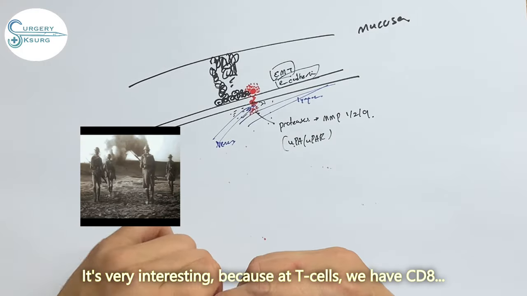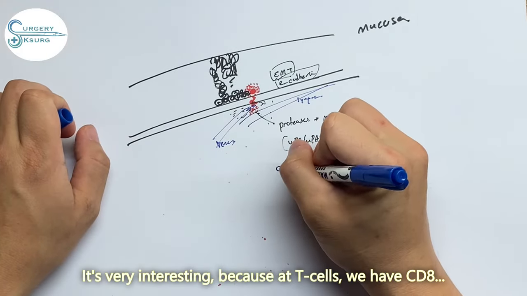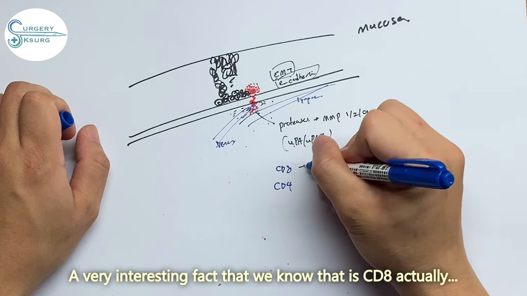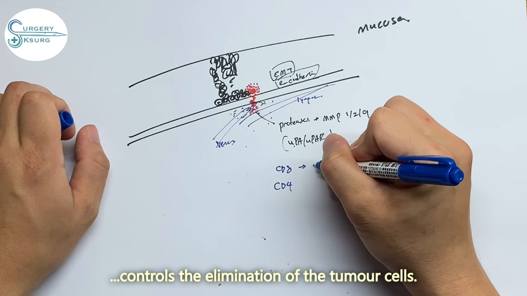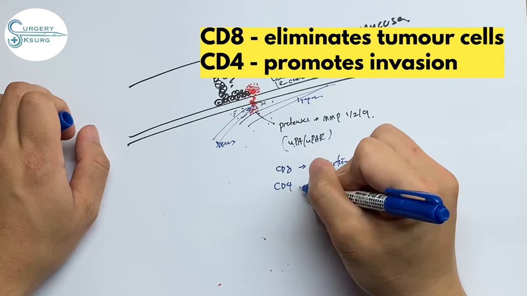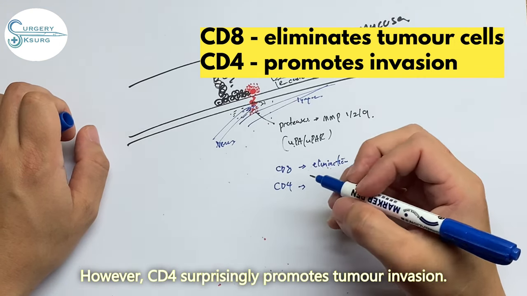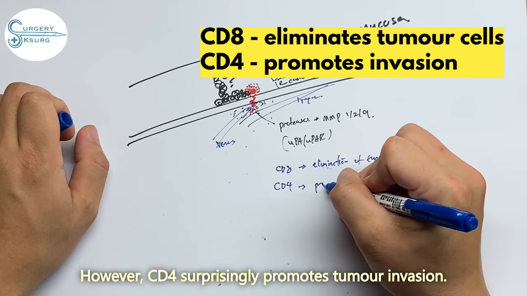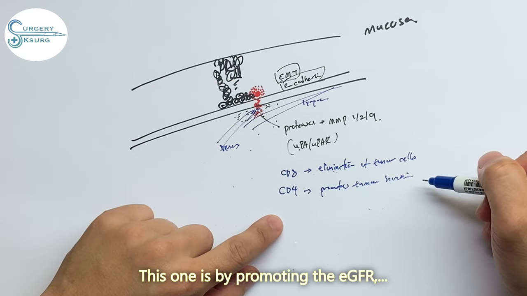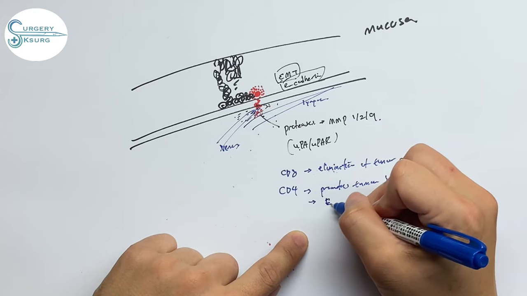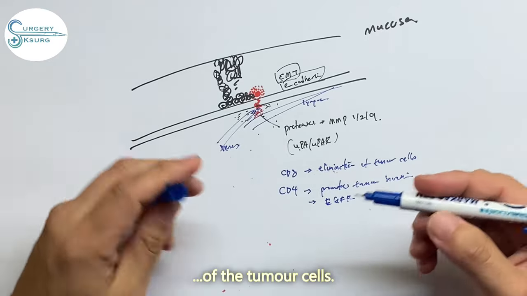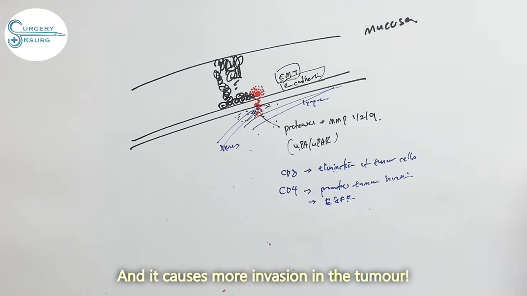It's very interesting because among the T cells, we have CD8 and also CD4 cells. The very interesting fact that we know is that CD8 controls the elimination of the tumor cells. However, CD4, surprisingly, promotes tumor invasion. This is by promoting the EGFR, or epithelial growth factor receptor, of the tumor cell, and it causes more invasion in the tumor.